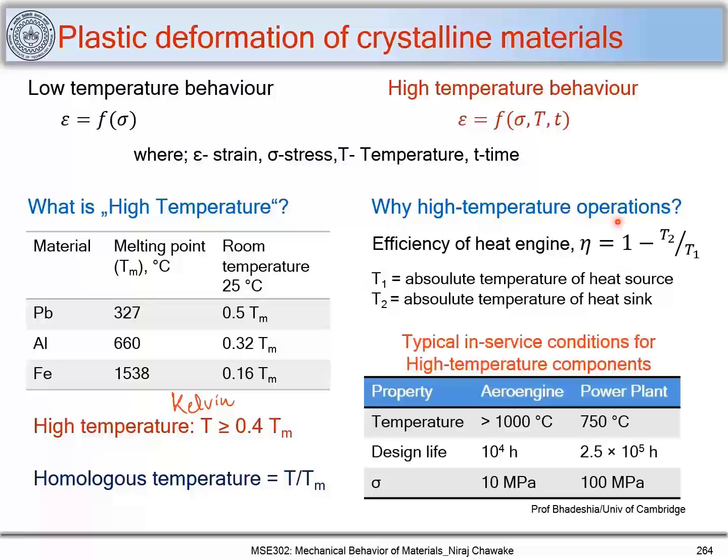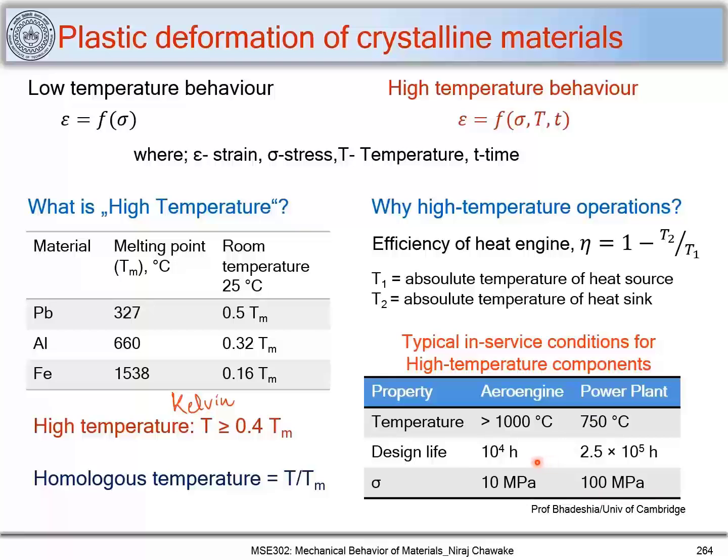Now let's look at what typical high temperature operations are. Let me give two examples: aero engine and power plant. The temperatures used for aero engines go more than 1000 degrees Celsius. For power plants it is around 750 degrees Celsius. And design life, that is, how long the component is put in service: in the case of aero engine it is 10 to the power 4 hours, while in the case of power plant it is of the order of 10 to the power 5 hours, which typically comes to more than a year, around 1.5 years. The operating stresses for aero engine are around 10 MPa, and for power plant around 100 MPa.